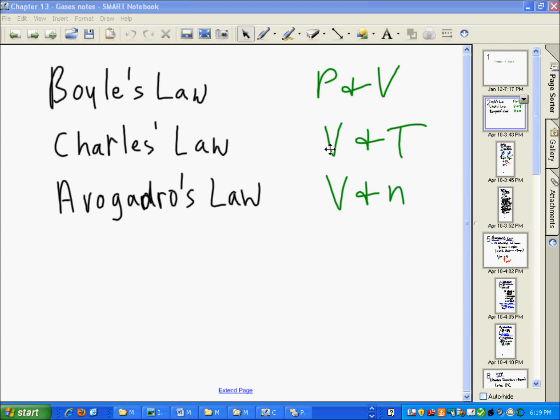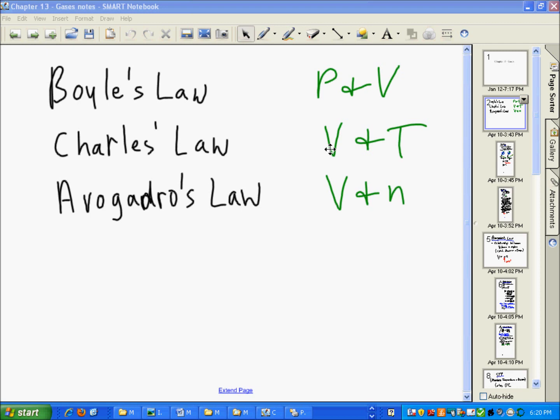So the three gas laws, there's Boyle's law, Charles' law, and Avogadro's law. And you don't have to know these in great detail. What I do want you to know is the names of the laws and what they are in relation to. So Boyle's law is pressure and volume. Charles' law is volume and temperature. And Avogadro's law is volume and moles.